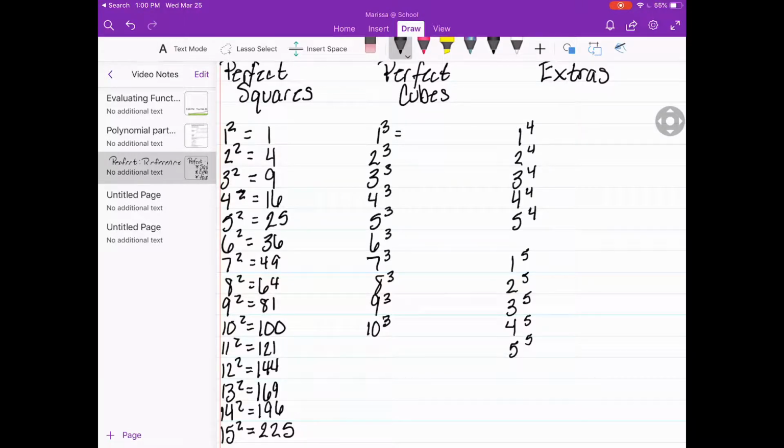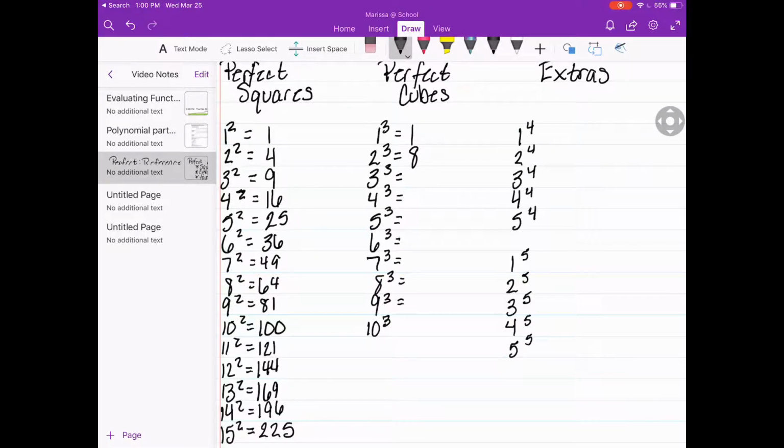So 1 times 1 is 1, times another 1 is 1. 2 times 2 times 2. So 2 times 2 is 4, times another 2 is 8. And you're going to go ahead and do the same thing here. You're going to multiply these all the way through.